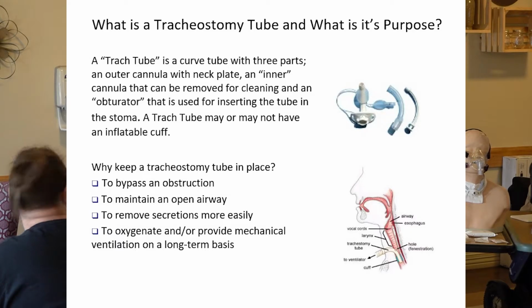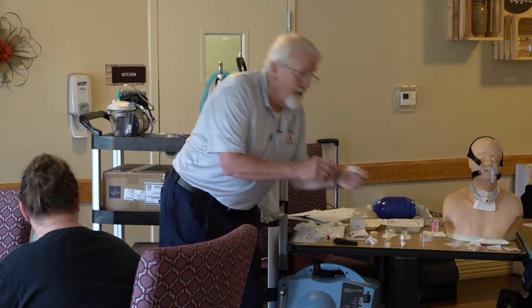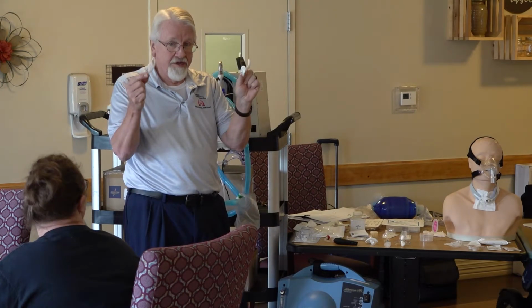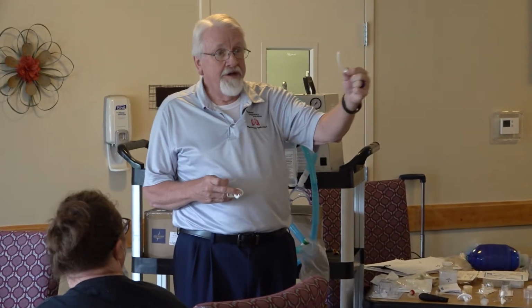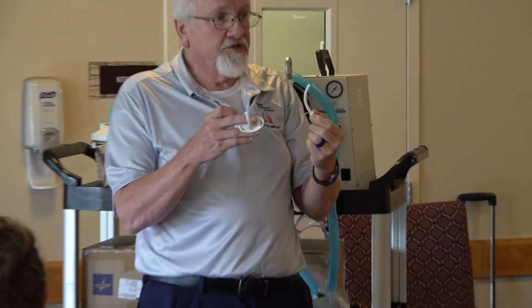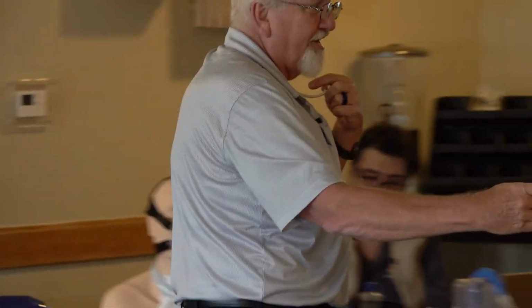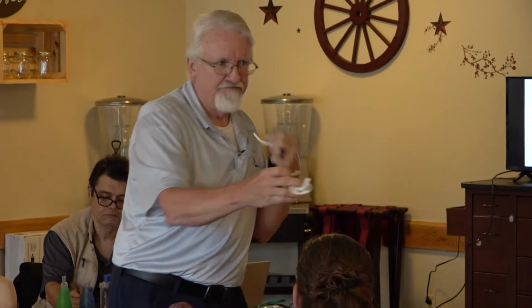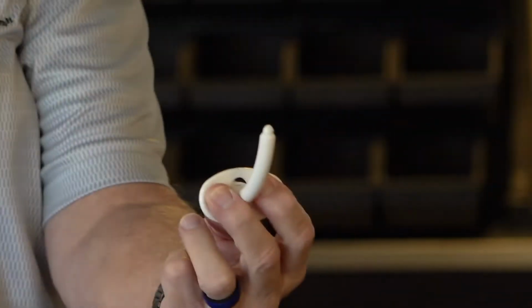So normally there's the three pieces: the trach itself, the inner cannula, and an obturator. The obturator is what we use to insert the trach. The reason being, if I'm blindly trying to find a hole in the trachea with that, I'm scratching, pinching, I'm not doing a good job, that's for sure. So we're going to use an obturator.